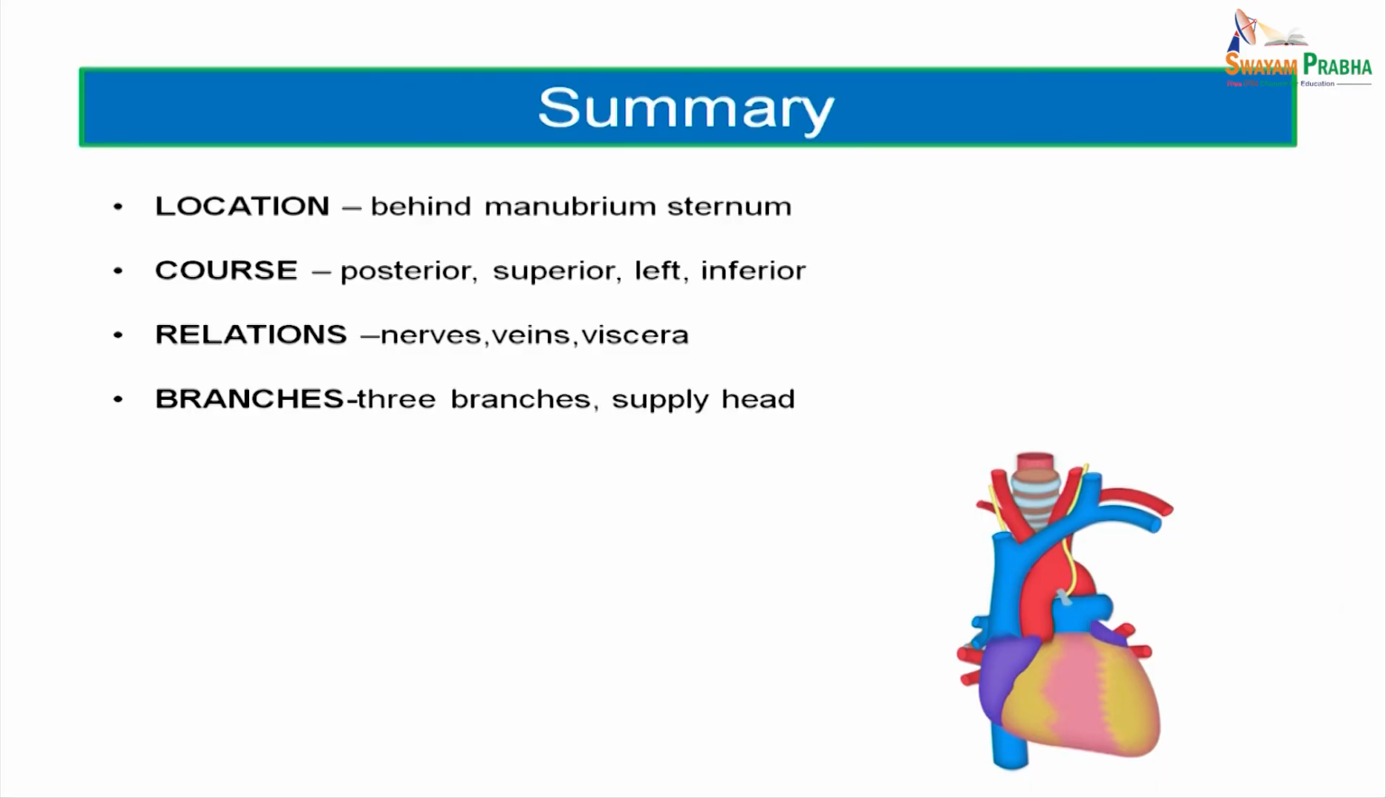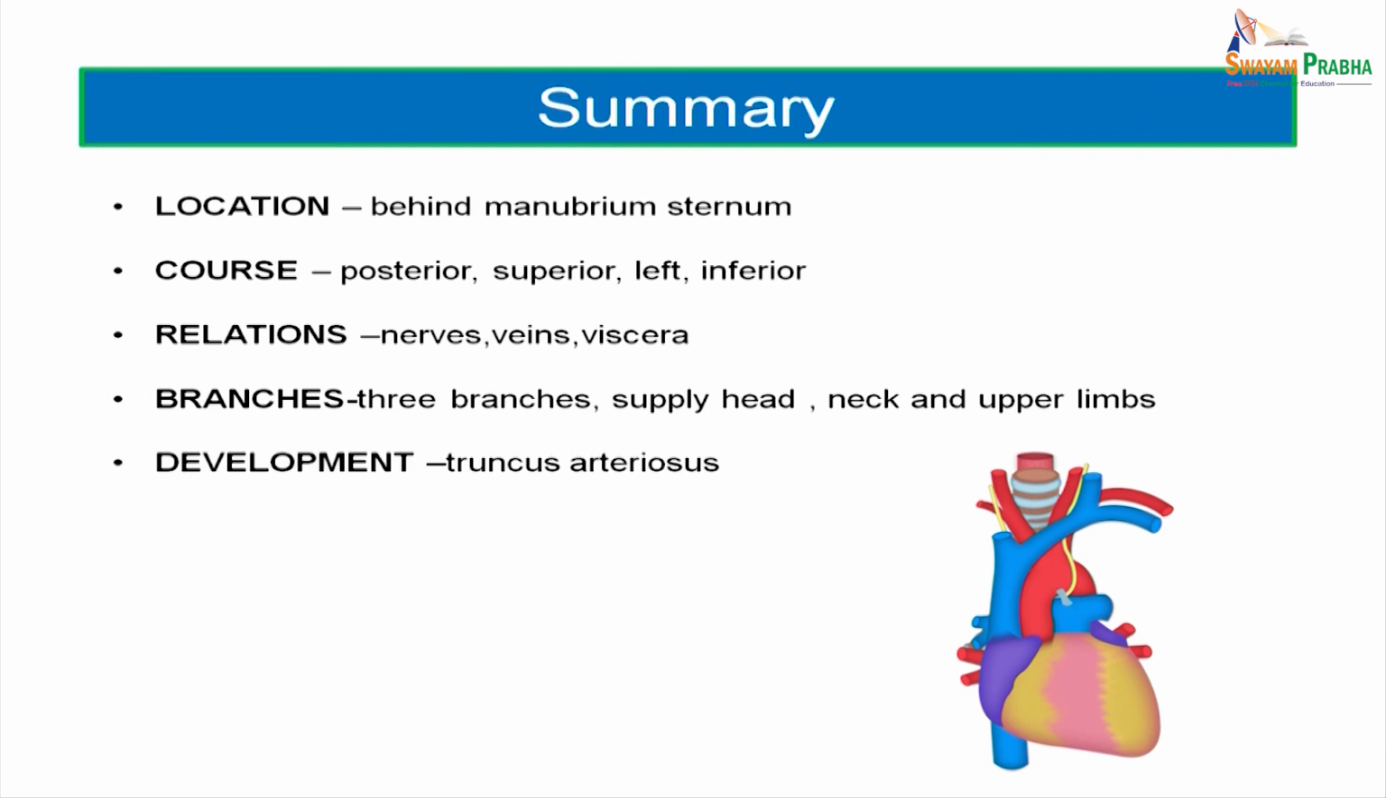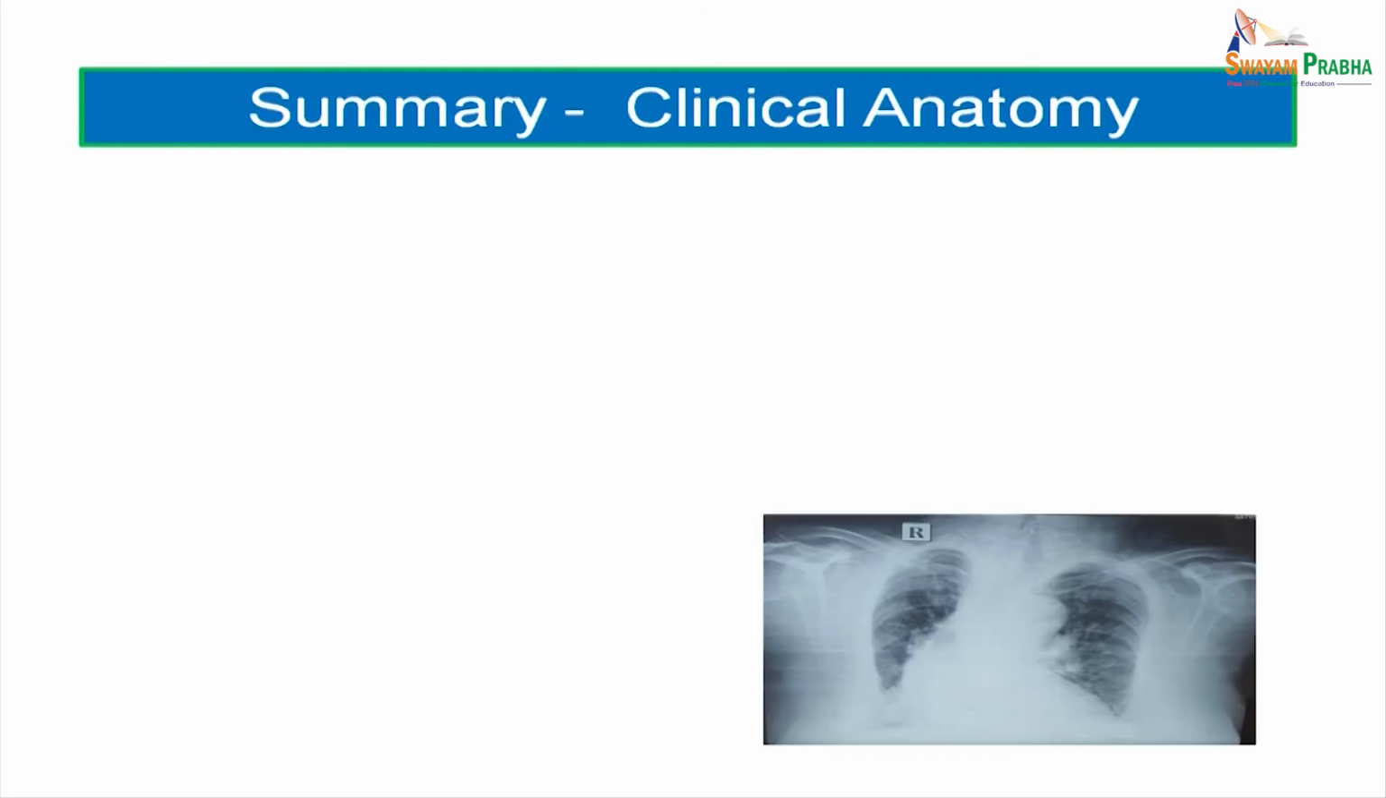The branches include the three branches, the brachiocephalic trunk, the left common carotid and the left subclavian, and we also saw the number of clinical variations which were seen. The development is mainly from the distal segment of the truncus arteriosus and its connection through the pharyngeal arch, that's the fourth pharyngeal arch, to the dorsal aorta, and the structure we saw as the elastic artery. So, these were the clinical anatomy points which we discussed.